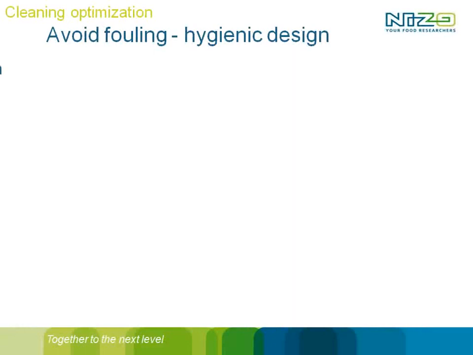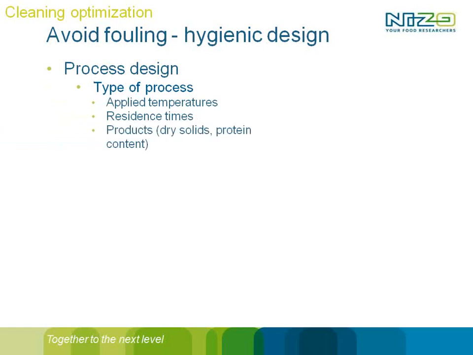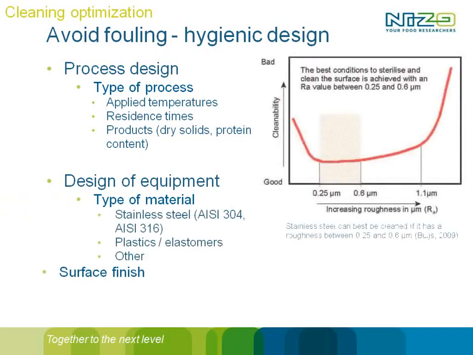Hygienic design, the third issue which I would like to point to. First of all, you should think about your process design. Is it hygienic? What kind of process do you use? What temperatures do you apply in this process? What are the residence times? What kind of products do you use? Not each product is fouling as heavily as the other one. What is the protein content, quite often? But in the process, next to that, you also have the design of your equipment. What type of material do you use? Stainless steel. What kind of stainless steel do you use? 304 or 316? Do you use some plastics or others? And what surface finish do you use?